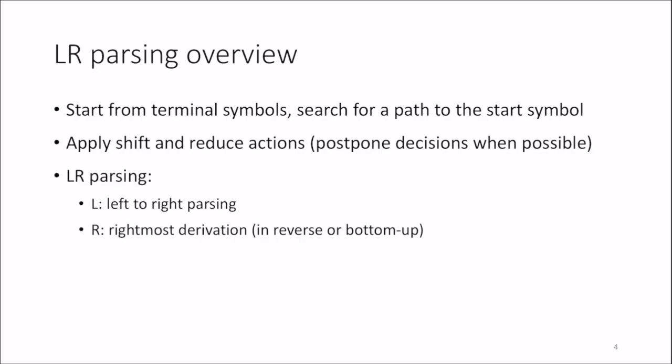And LR parsing, the name comes from these two letters, L and R. L stands for left to right parsing. So we're going to take the input string and go from left to right, one token at a time. And R stands for the rightmost derivation, which is being constructed by the parser. And it's constructed in reverse, or bottom up, because we're starting from the terminal symbols, reaching the start symbol at the end.